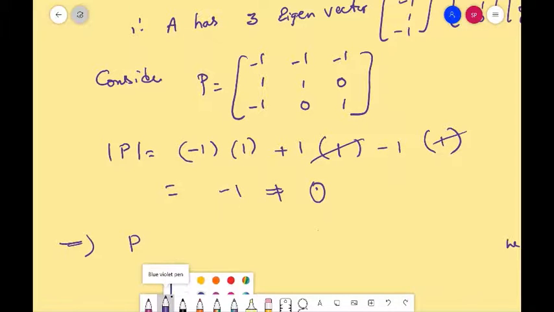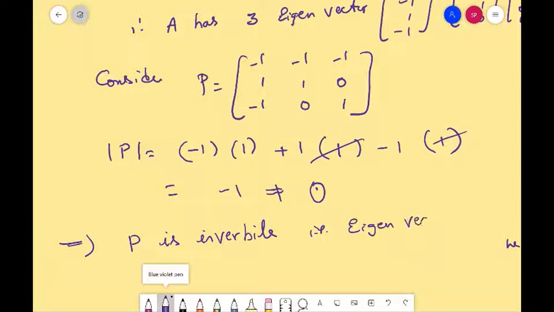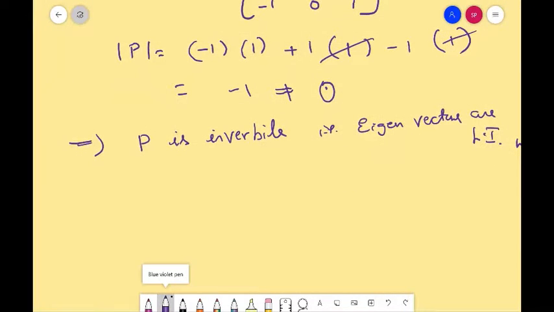That implies P is invertible, that is, the eigenvectors are linearly independent, which implies A is diagonalizable.